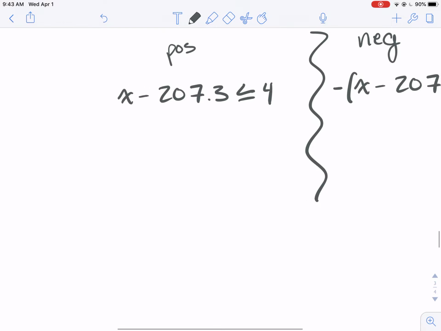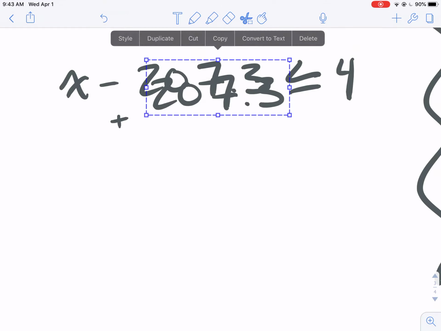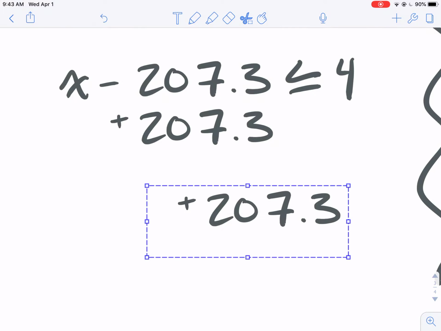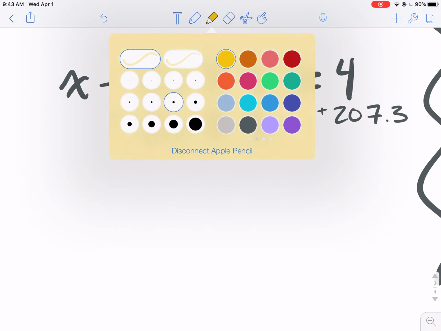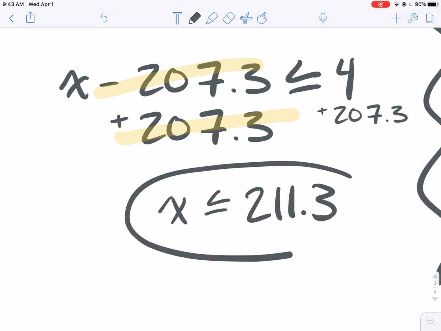Here we go. So to solve this guy, we're just going to add 207.3 to each side. And these guys will cancel out on this side. That's going to be really nice, giving us x is less than or equal to 211.3. That is, Gabe can have up to $211.30 when he checks out for the day.